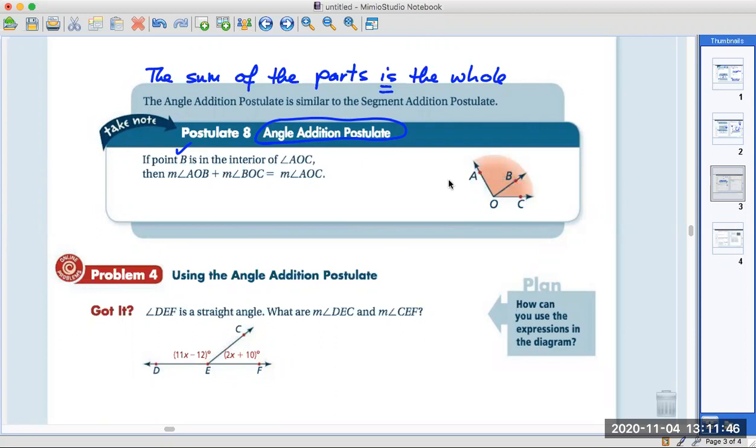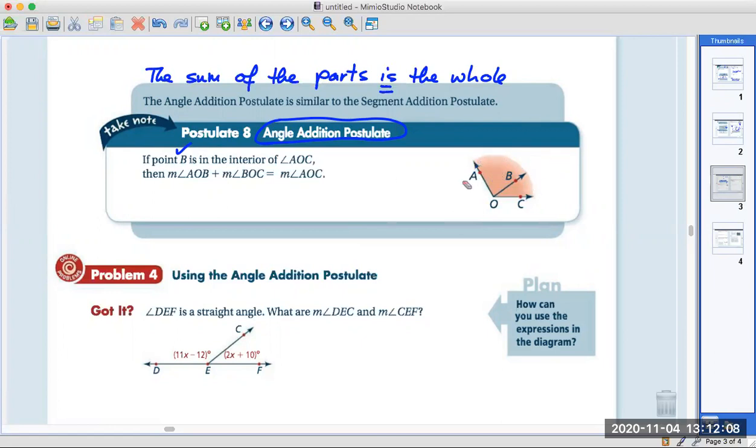So I'm going to give you a little example. I want you to look: if this angle is 30 degrees and this angle measures 70 degrees, what is the whole angle measure? The total, big one. What do you think? It's 100, right? 30 plus 70 is 100.